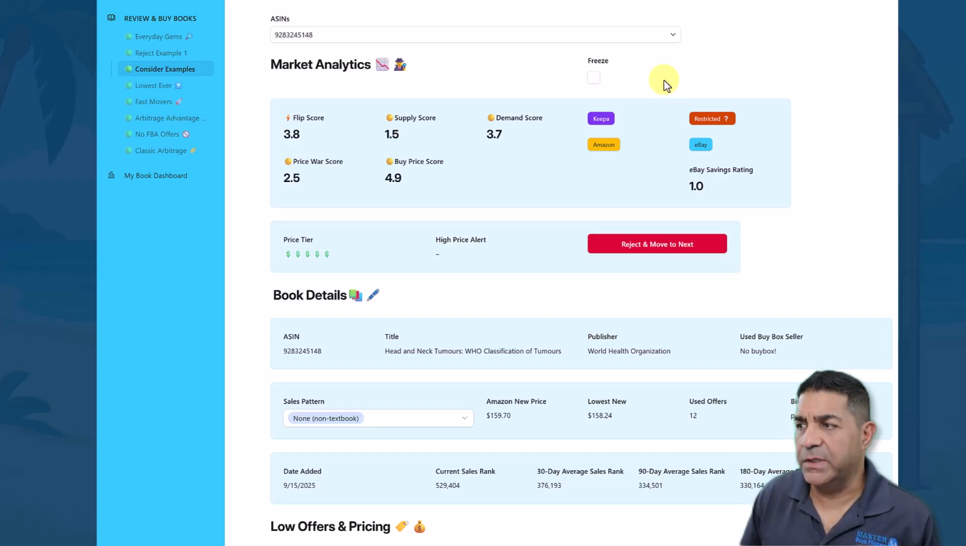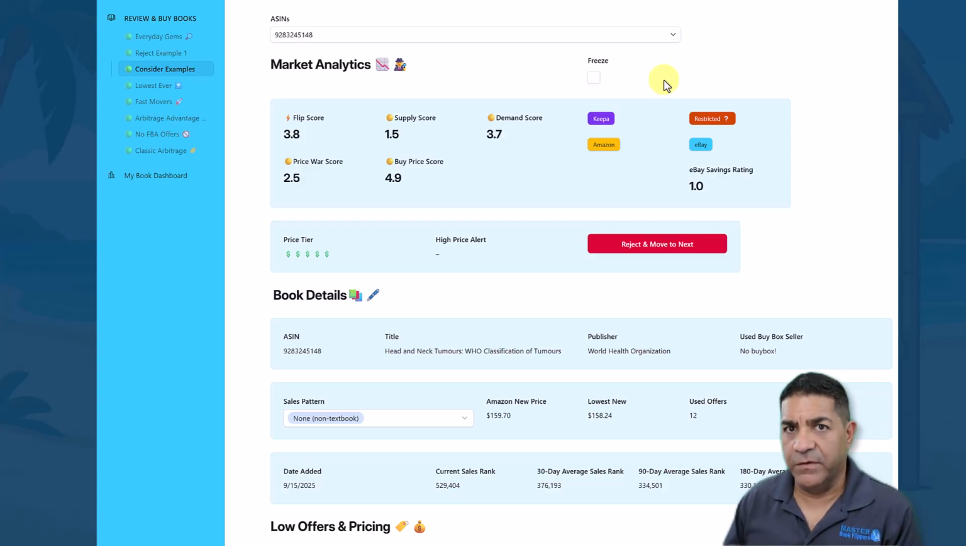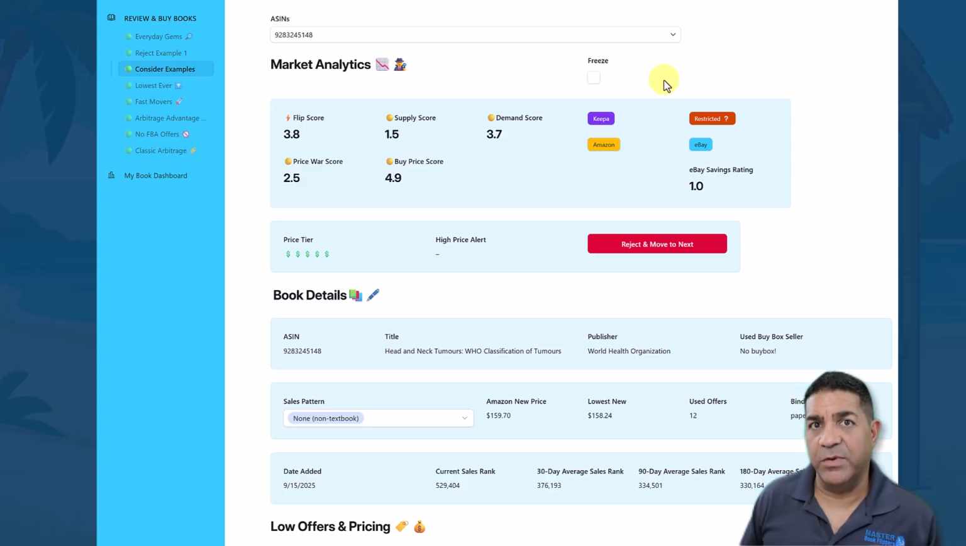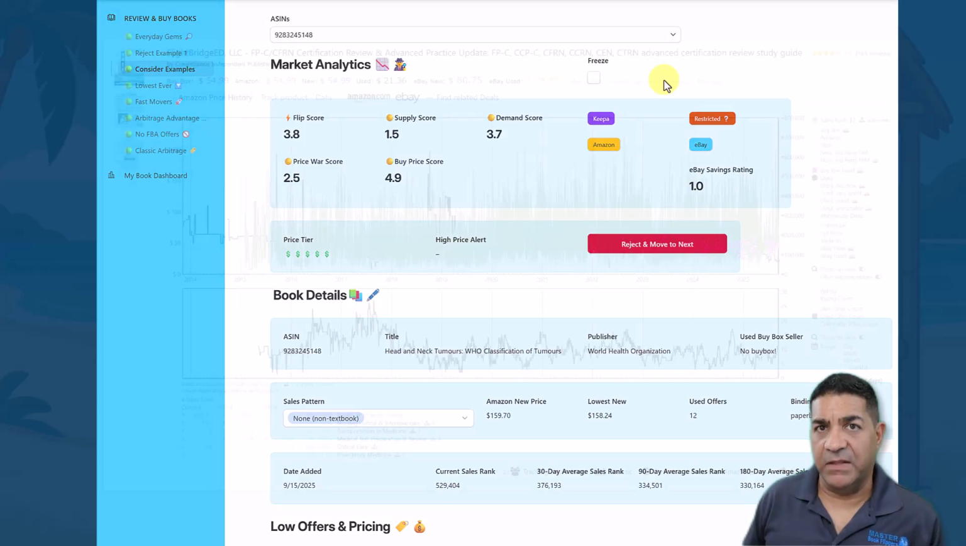All right, so that's kind of the basics of what I want to really drum home to you guys that's important as far as looking at the Keepa chart. Are we going to reject it or are we going to go further? And going further does not mean that you declare that you're going to buy the book. You need to do some more due diligence and do some pricing to see if it makes sense.